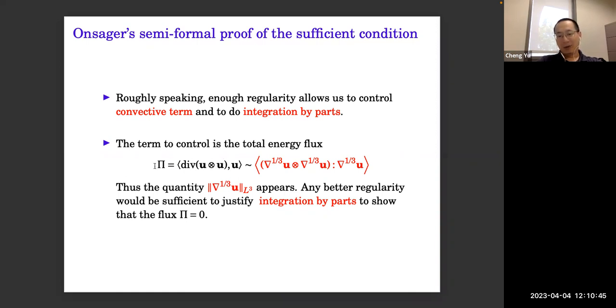So look at this term. Because here we have divergence of u equals 0, which means there is one gradient of u. If we distribute this gradient of u, each one gets 1/3. So if this quantity, the red quantity, can be controlled, which means the 1/3 gradient of u to the power of 3 is finite, then we are able to do the integration by parts. Any better regularity would be sufficient to justify the integration by parts to show this term equals 0. When this term equals 0, there is no energy dissipation, which means the energy is conserved.